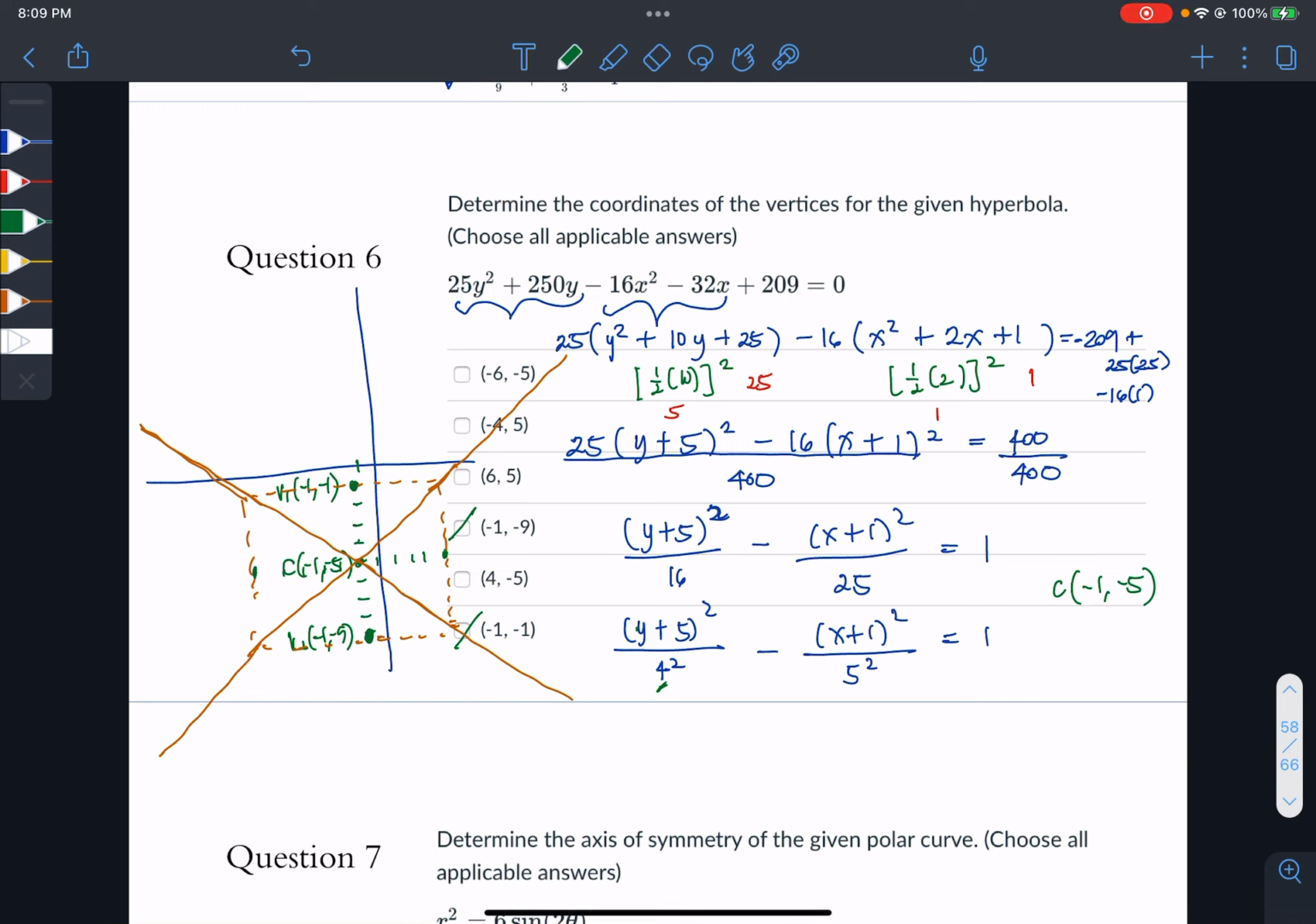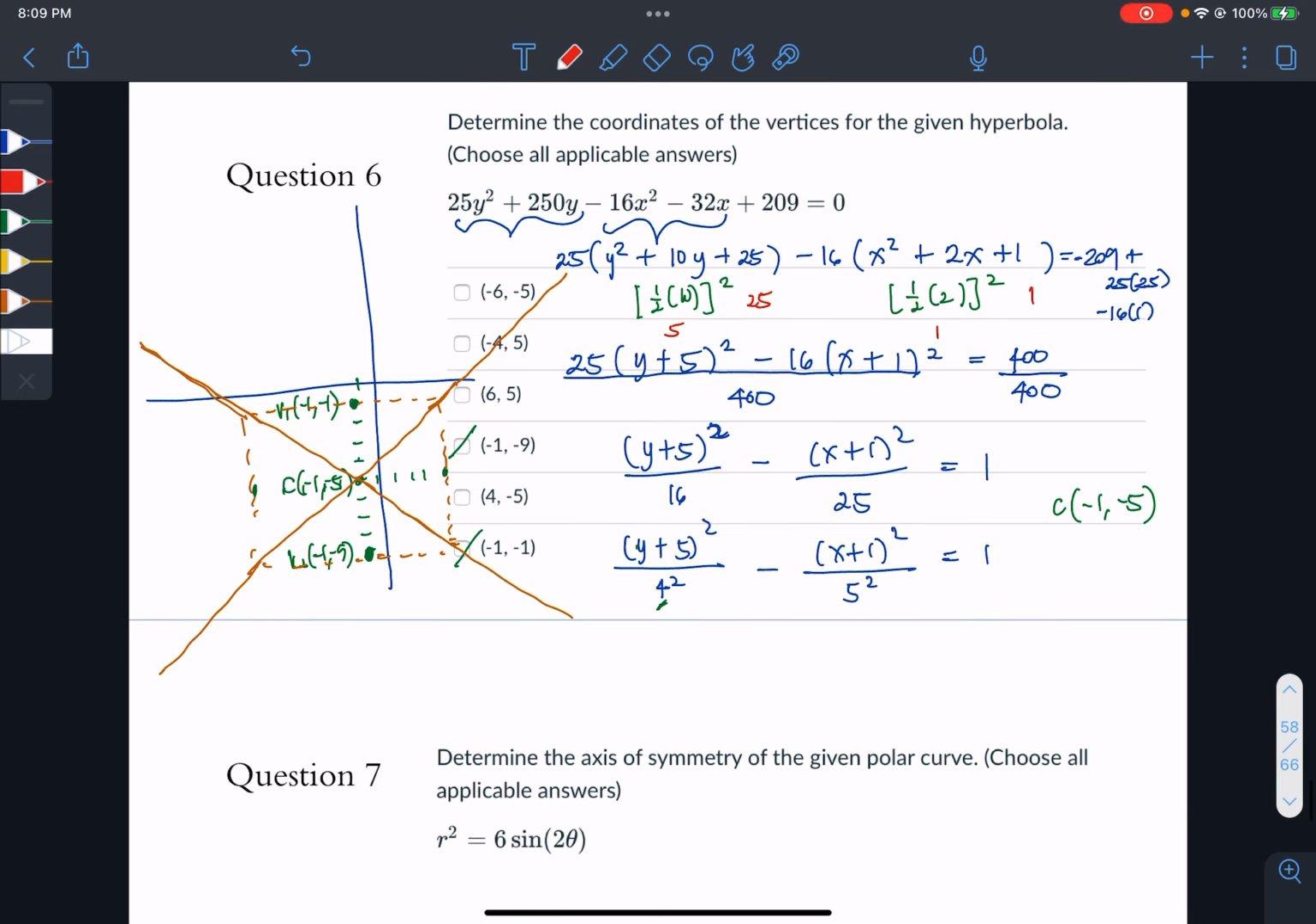So, kung kukuhanin mo yung focus niya, di ba sa focus, will just be a squared plus b squared equals c squared. So, ito yung a natin. Ito yung b. This is the b. So, ang c natin yan would be for the focus. So, that would be 4 squared plus 5 squared equals c squared. So that will be 16 plus 25, then square root ng 41, which is around 6.4.